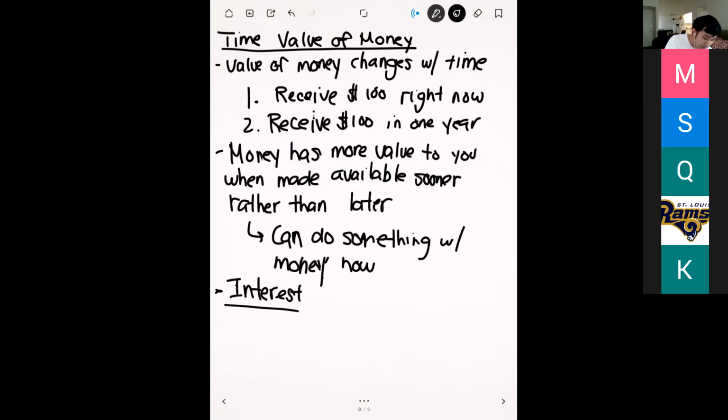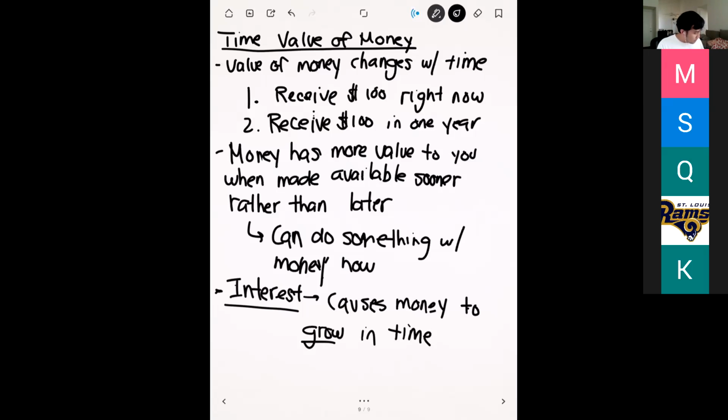The whole idea with interest is that you can take money that you have right now and invest it in something. It could be something as simple as putting money in your savings account. And then over time, that money is going to grow. And so our next topic is going to be how we do interest calculations. All right, are there any questions on this before I move on?